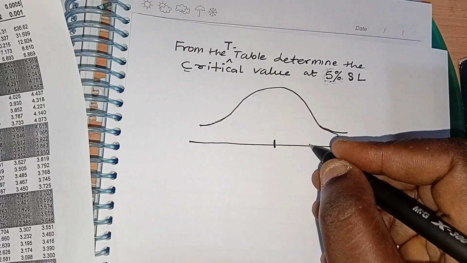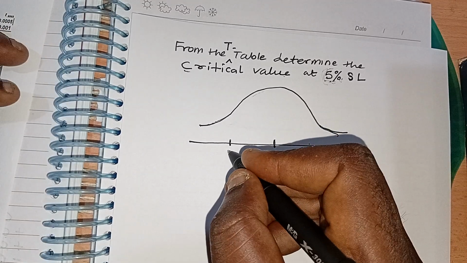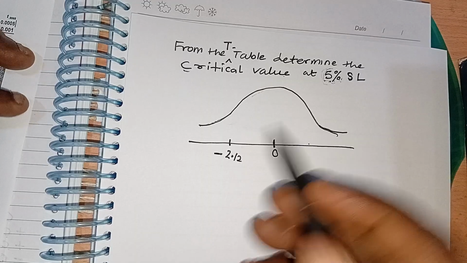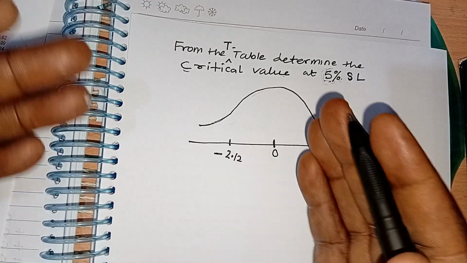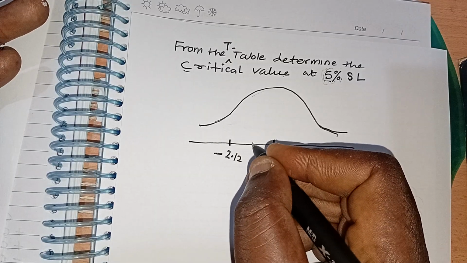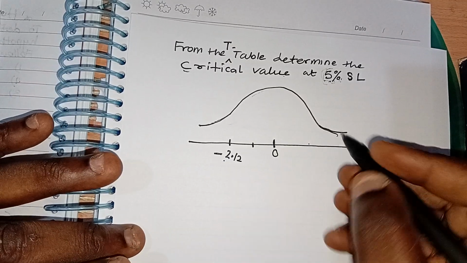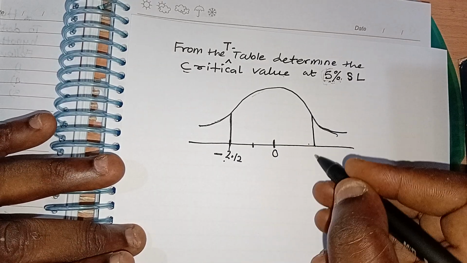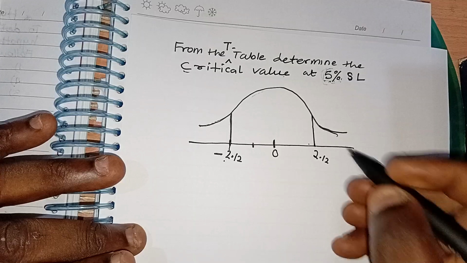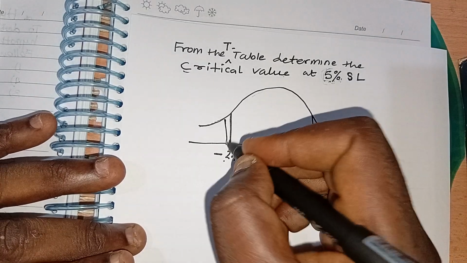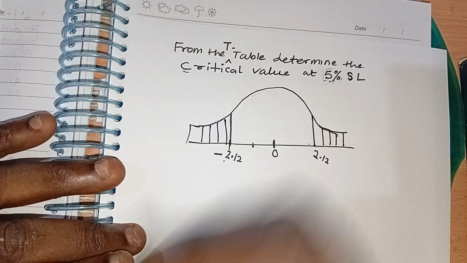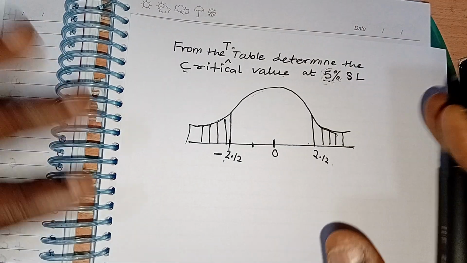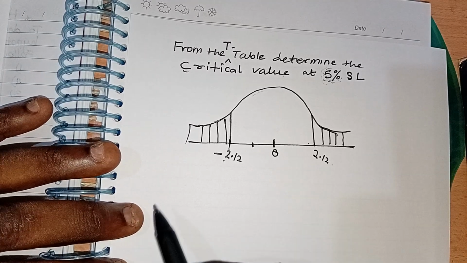So I'm going to have on both sides, if you look at this very well, this is 2.12. So you put minus here. This is 0. All the figures on the left hand side are negative. So my 2.12, okay, this is the critical value, because this is a two-tailed test. So you are going to have something like this. In my subsequent video, I will teach you the one-tailed test. But this question talks about a two-tailed test, so let's base on that.